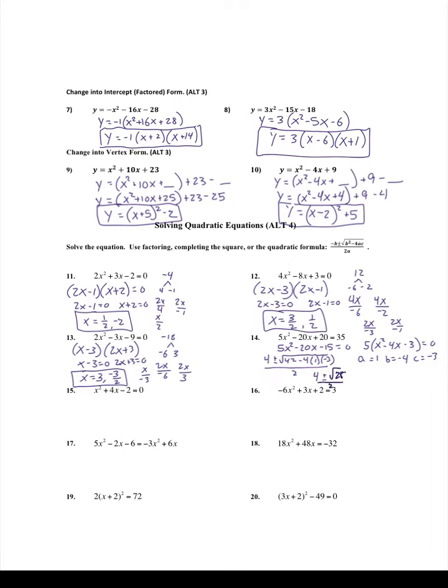That gives us 28 underneath the radical. That reduces to 4 plus or minus 2 times the square root of 7 all over 2. And we can simplify that to 2 plus or minus the square root of 7.